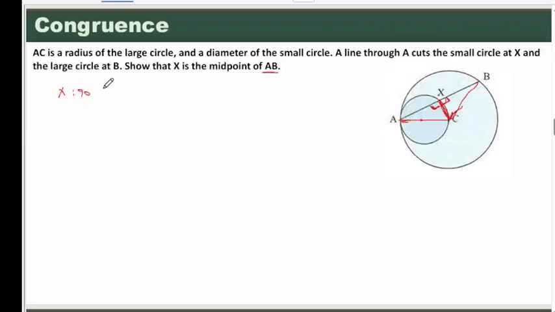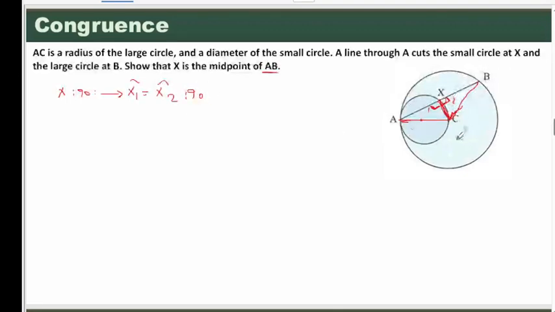The angle at the semicircle, the angle in the small semicircle that is located at the circumference of this semicircle. So I say X equals 90. So X1 equals X2. X1 and X2 are equal, they are both 90.